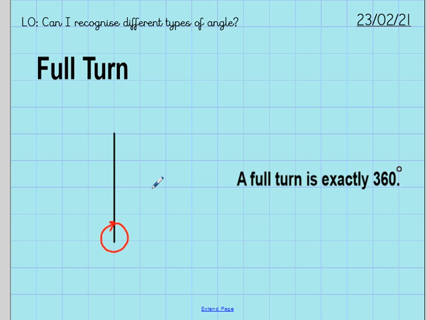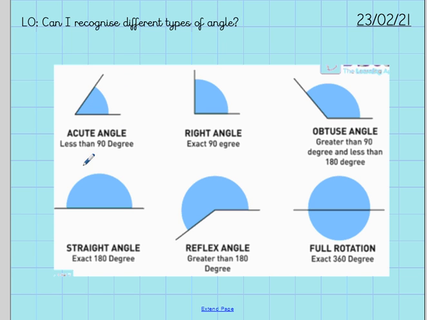And you might have heard that being used for someone doing a 360, either skateboarding or in gymnastics or trampolining or on a scooter or a bike. If you do a full turn, you do a 360. So a full turn is 360 degrees. So it's really important that you get those definitions in for each of those. And that's just a reminder.